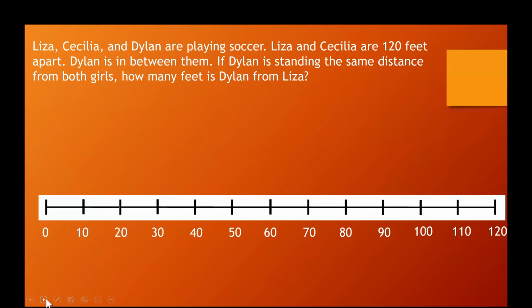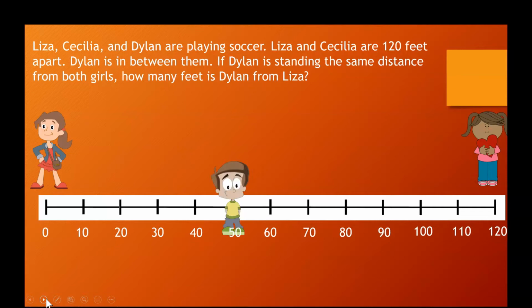Alright, we've got an application problem here. It says Liz, Cecilia, and Dylan are playing soccer. Liz and Cecilia are 120 feet apart. So we've got Liz here and we've got Cecilia. Dylan is in between them. If Dylan is standing the same distance from both girls, how many feet is Dylan from Liz?